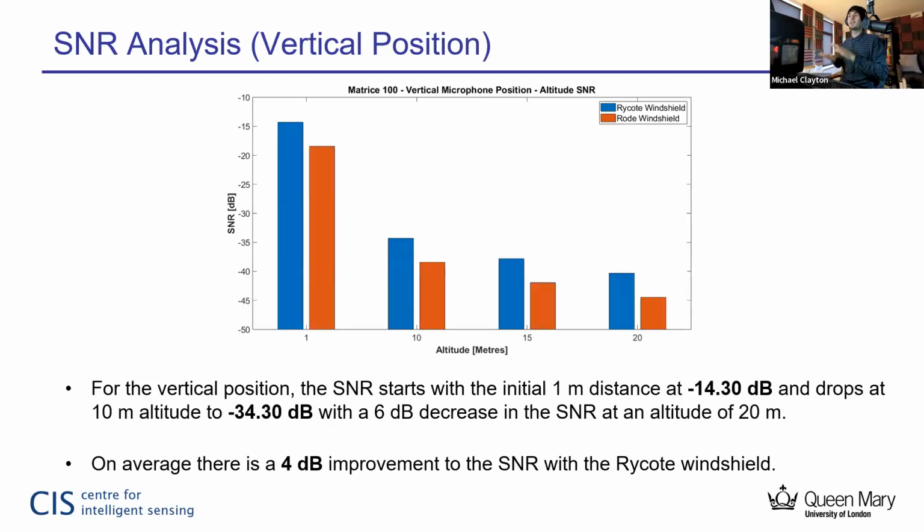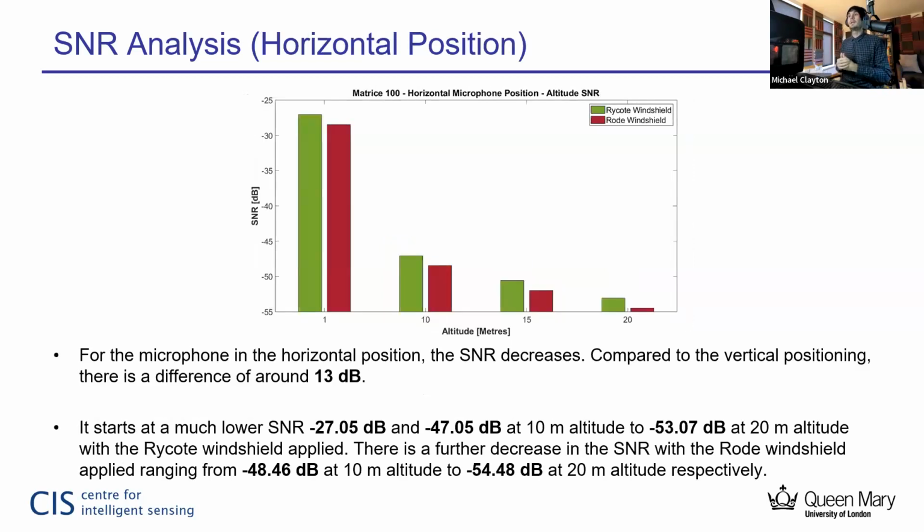We found that the Rycote windshield performs a little bit better than the Rode windshield, by about a 4 dB improvement. From the initial 1 meter distance, we measure from that and assumed the inverse square law, where there is a decrease of 6 dB for each doubling of distance. We found that this was the behavior in the vertical position. The horizontal position had a much lower SNR, a difference of around 13 dB, so the SNR decreases.